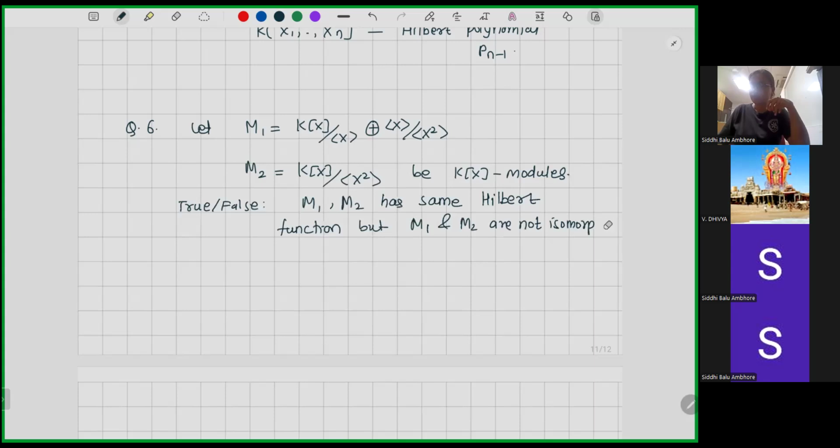Is this okay? Can you understand the question? We are given these two modules and they are K[x]-modules. We have to check that they have the same Hilbert polynomial but are not isomorphic, so whether this is true or not. Can you at least see why these two modules are not isomorphic?